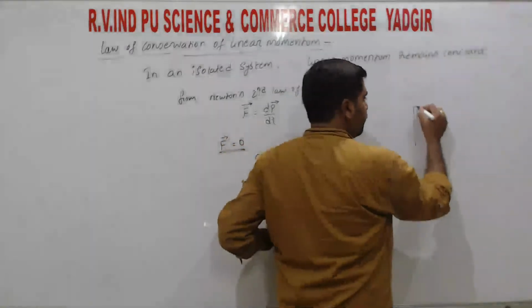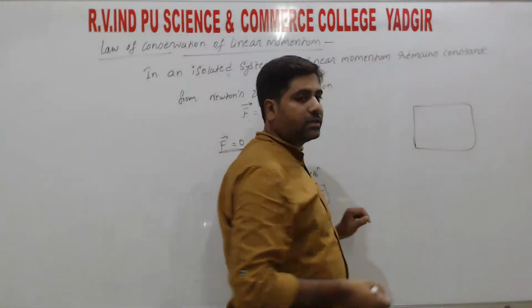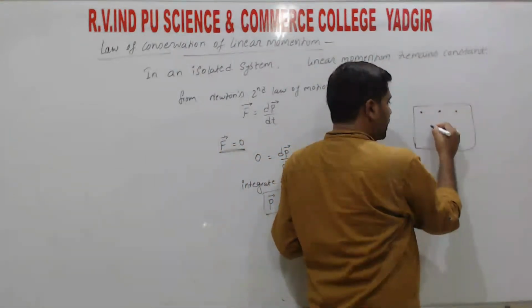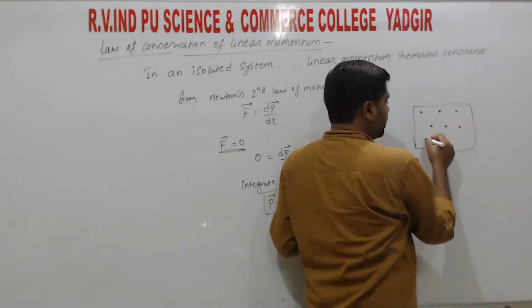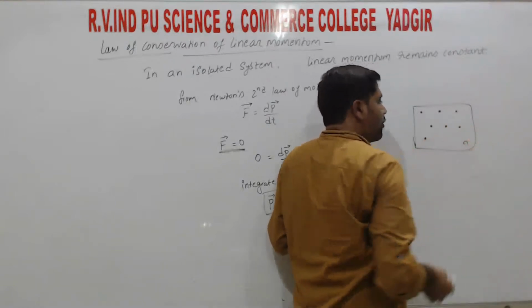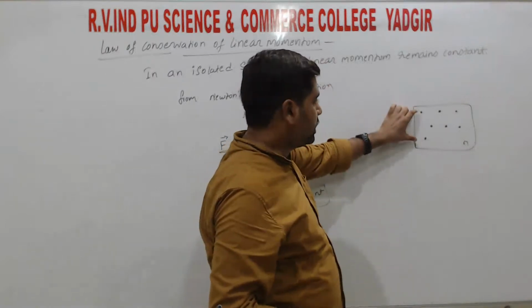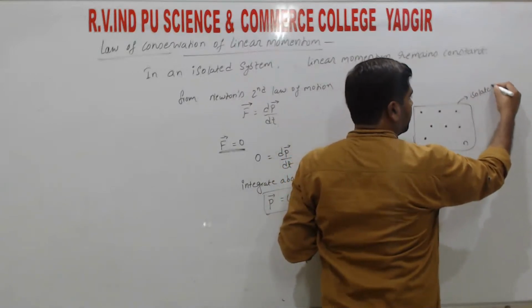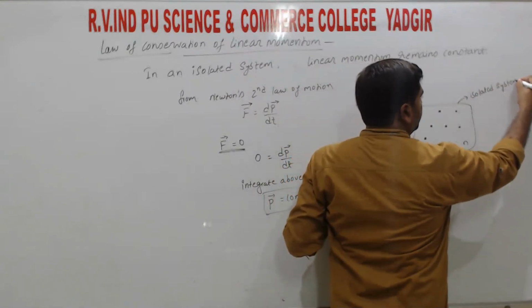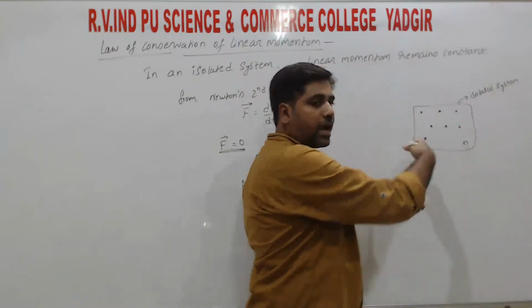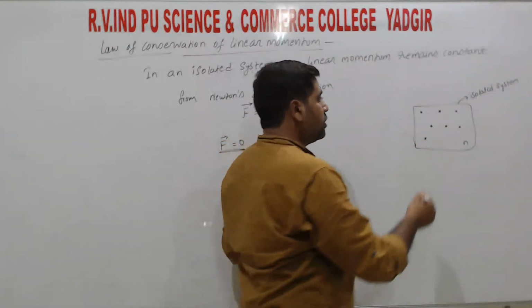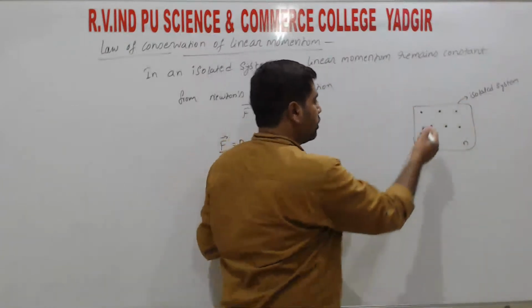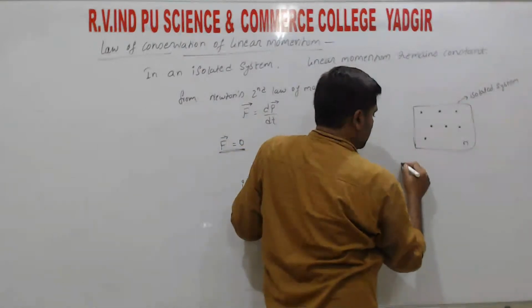In the same case, if we consider one isolated system, this system contains many objects, bodies or particles. Anything you can consider, right? So if we have up to n number of objects present in a system, we call this an isolated system. On this system there is no net force acting, then from the conservation of linear momentum we can define this.